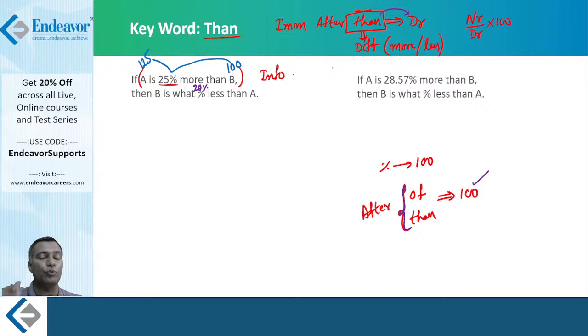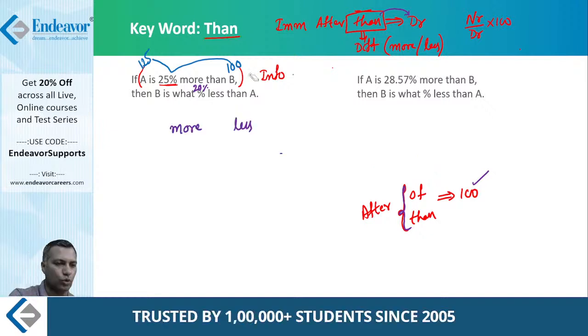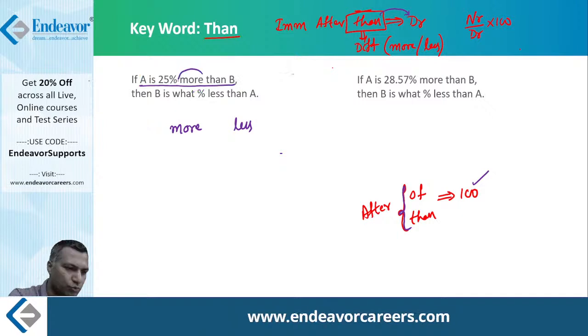If the information with more is presented and the information with less is asked, you didn't understand, right? So what is information with more? Now look at the first line. Let's go back to the first line. That's an information. A is 25% more than B. The information has the word more.